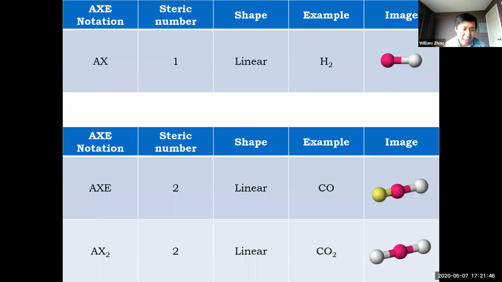What do I mean by the steric number? Steric number means how many things are attached to the center atom. In this case, only one thing is attached, the X. Okay, so therefore, the shape of this will be linear. And the example would be hydrogen, H2.